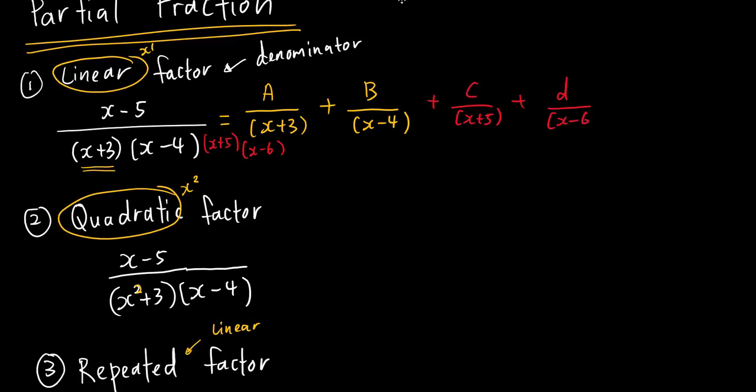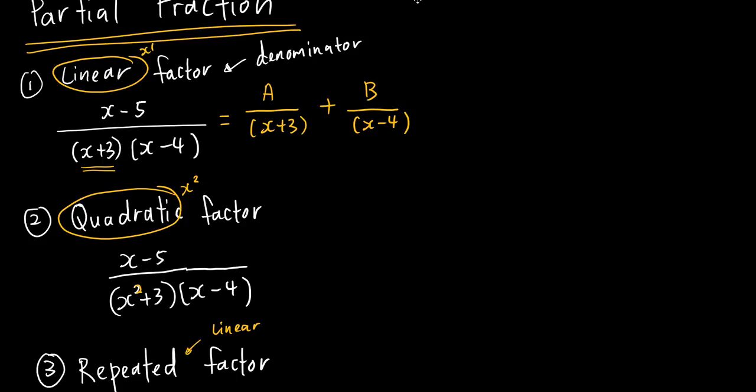This is how we solve it if we are able to recognize that the question is a linear factor. This is what we will do. But in this case we only have 2 terms, so we do not need the C and D. So we'll stop here. This is what you will do for the linear factor.